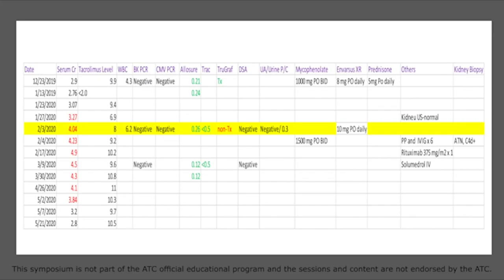So despite having a negative DSA, a diagnosis of antibody-mediated rejection was made, and the patient underwent 6 sessions of plasmapheresis along with IVIG, followed by 1 dose of rituximab. In addition, he also received a Solu-Medrol IV taper. With the above treatment, his serum creatinine trended down to 2.8 at the time of his last follow-up. The patient also has a TruGraf result of TX at his last follow-up.